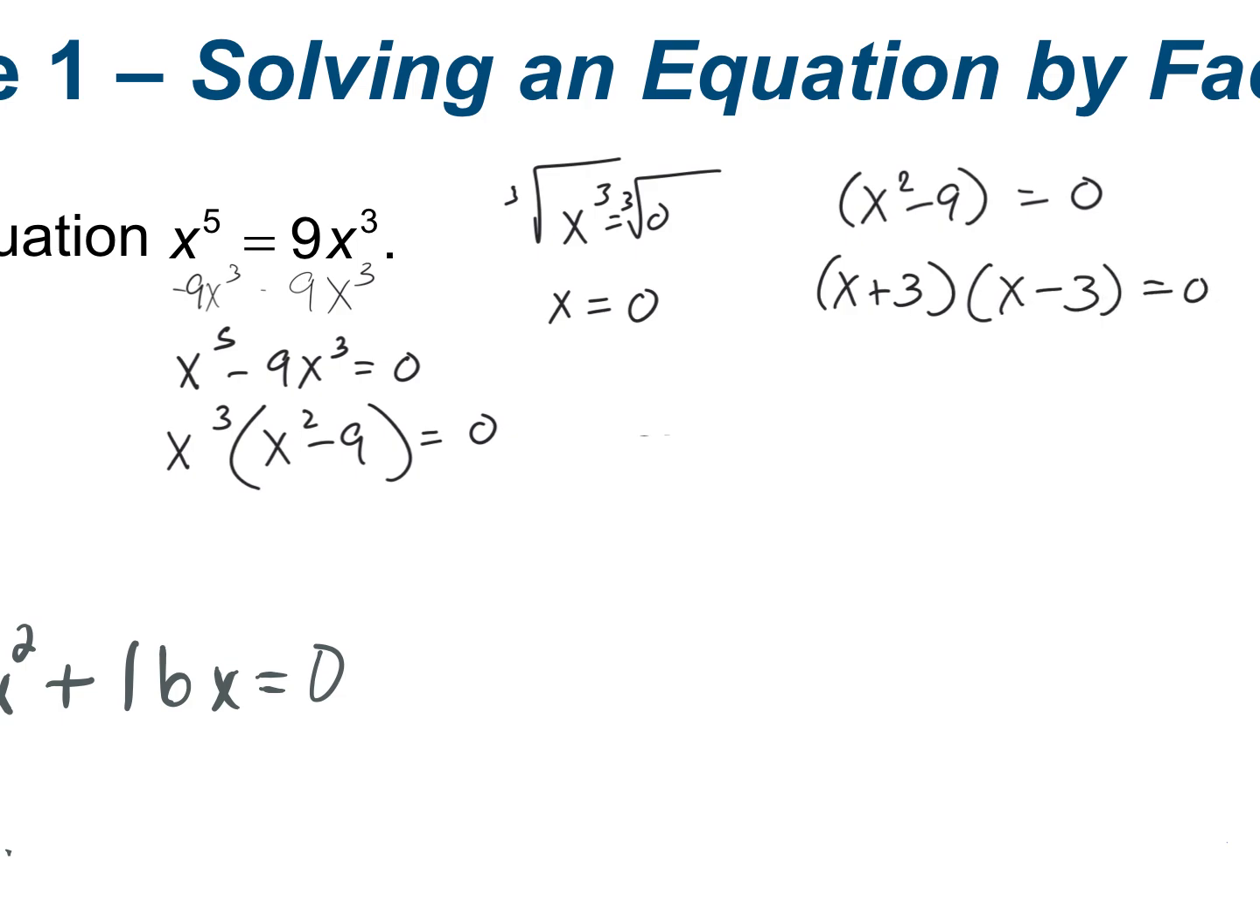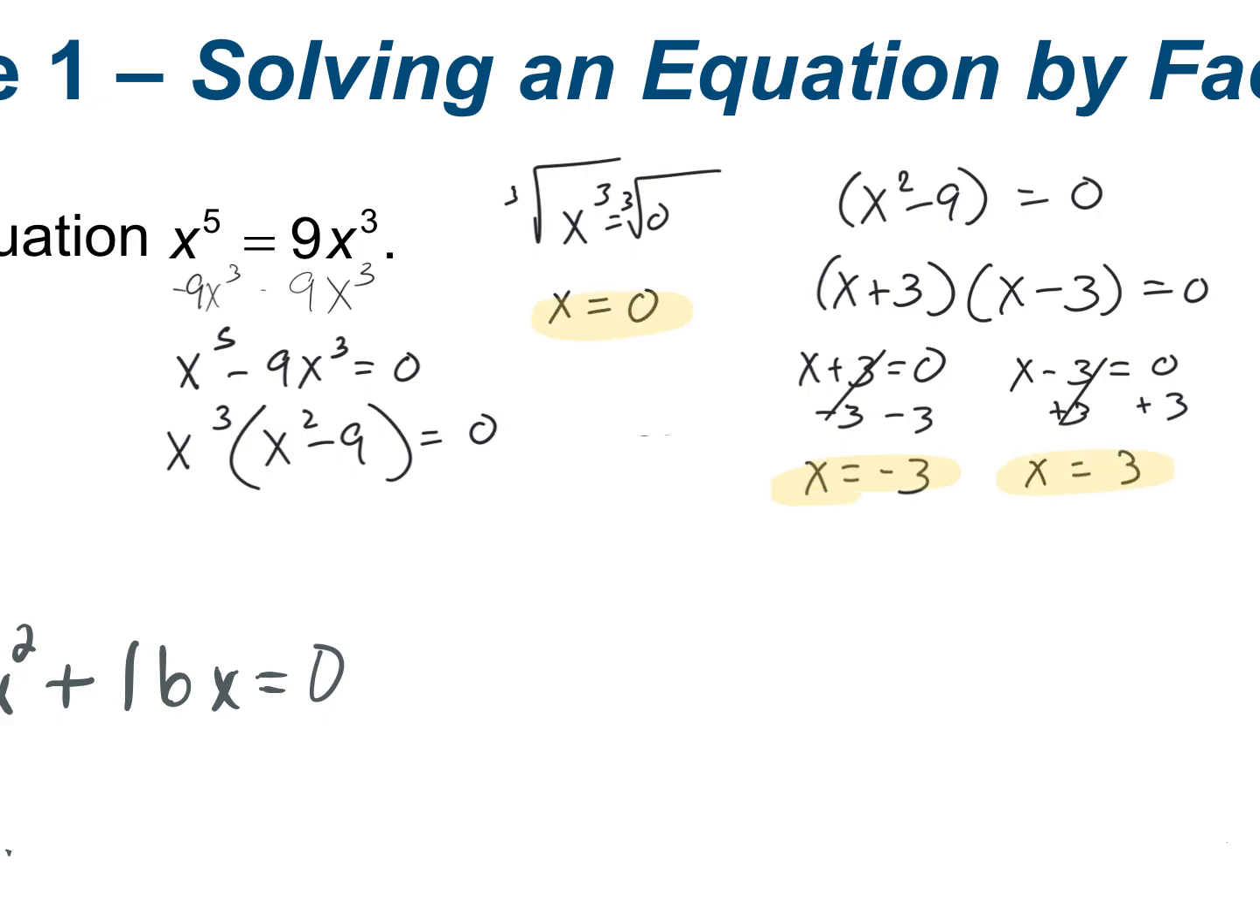Now, why is this important? Because now I can separate the x plus 3 is equal to 0, and I can separate the x minus 3 is equal to 0. Subtract the 3, so I get x is equal to negative 3. Then I'll add the 3, and I get x is equal to 3. So we get three different answers: x is equal to 3, x is equal to negative 3, and x is equal to 0.